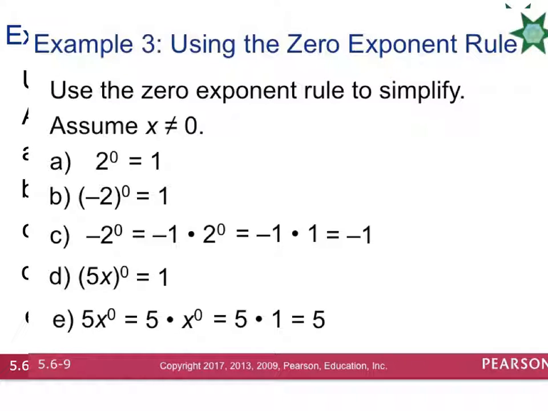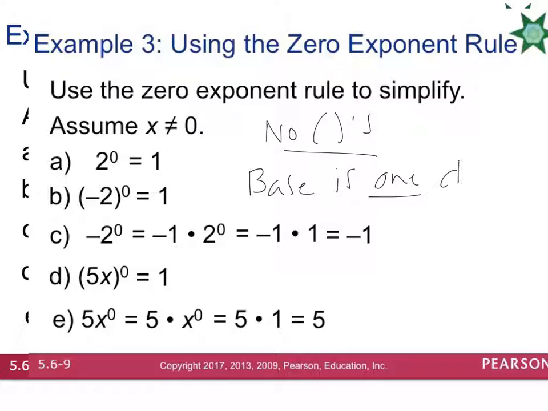So a good rule of thumb is this: no parentheses means base is one character. One typeset character. So again, for C and E here, I have no parentheses, so my base is just 2. Here I have no parentheses, so my base is just x. I can't use the minus because that would be 2 characters. I can't use the 5 on the x because that would be 2 characters. So when you see no parentheses, it means your base is just 1 character.